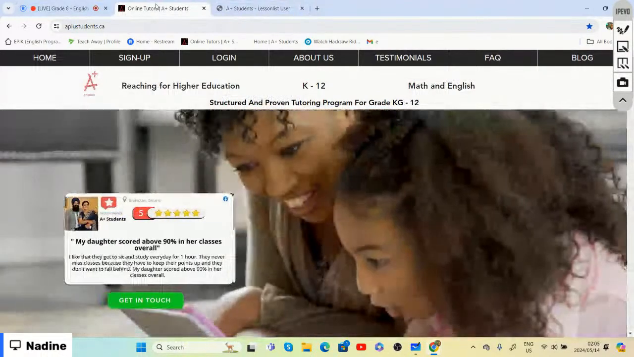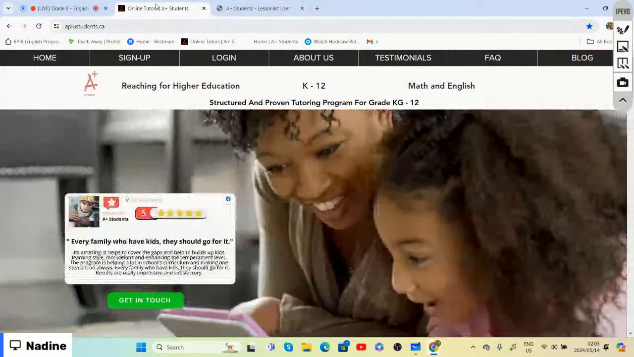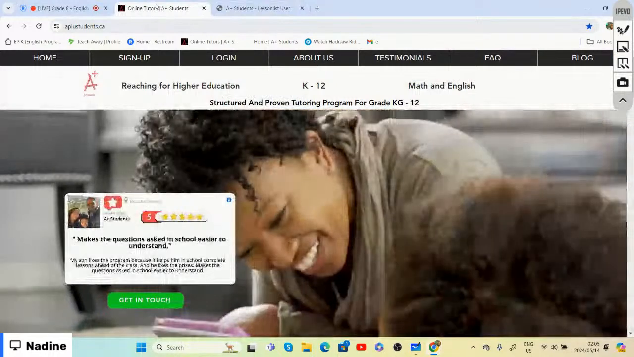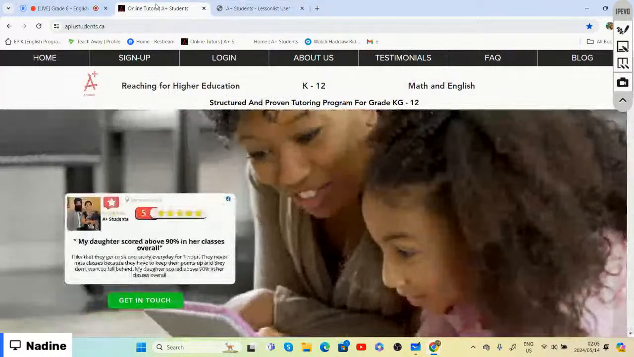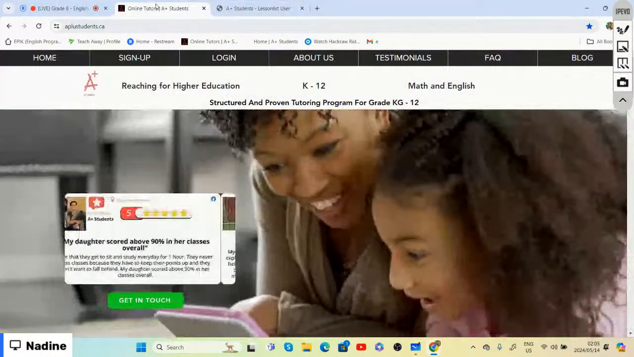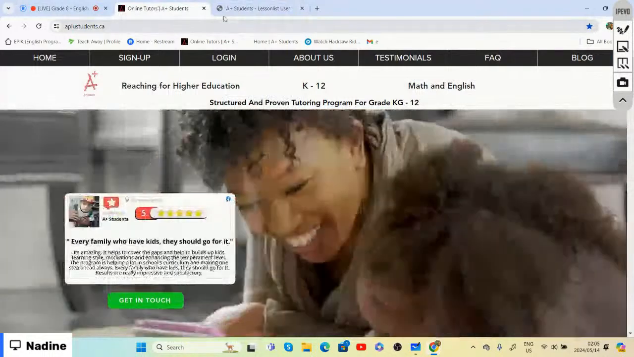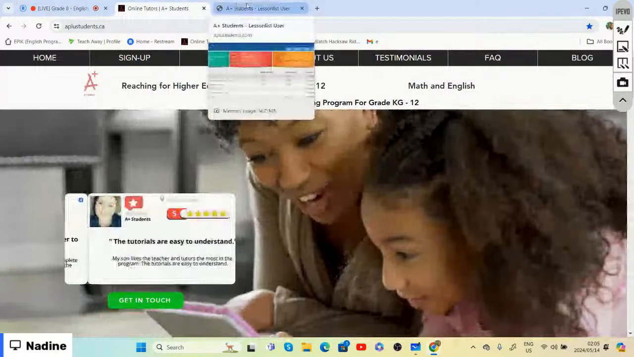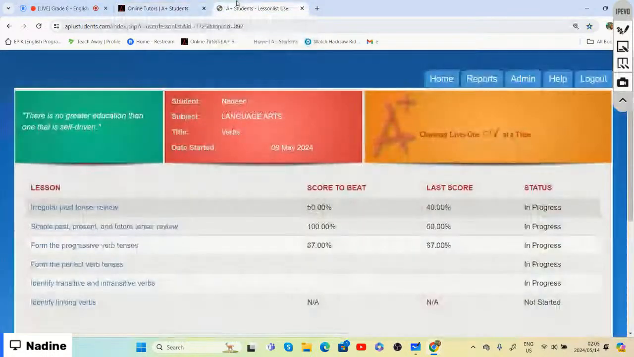Once you've logged on to aplusstudents.ca with our username as well as our password, we're going to select the subject of English Language Arts, grade 8, and then scroll down until we get to the chapter of verbs.